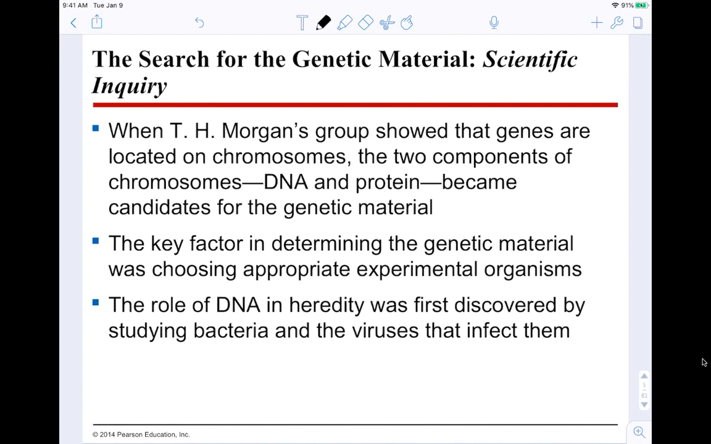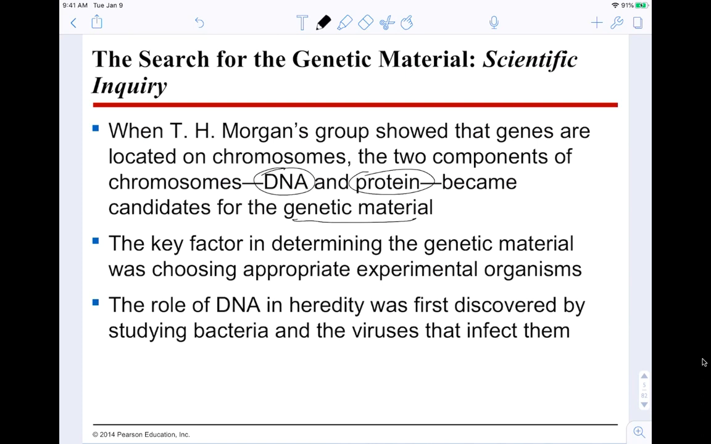Morgan's group showed that genes were located on chromosomes, and two components of the chromosomes, the DNA and the protein, became the candidates for the genetic material, which is what I was just saying. Basically, we knew that we had genetic material, we knew that we have heredity, we knew that traits and genes get passed on from generation to generation. We did not know if that was DNA or protein. We didn't know which one of these molecules was responsible for actually carrying our genetic code.